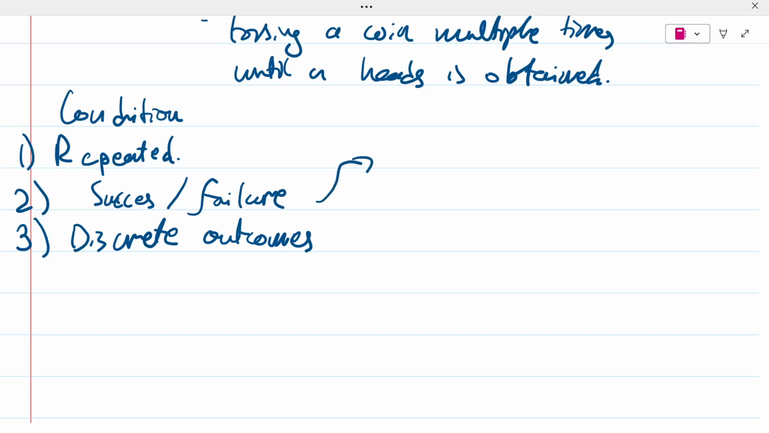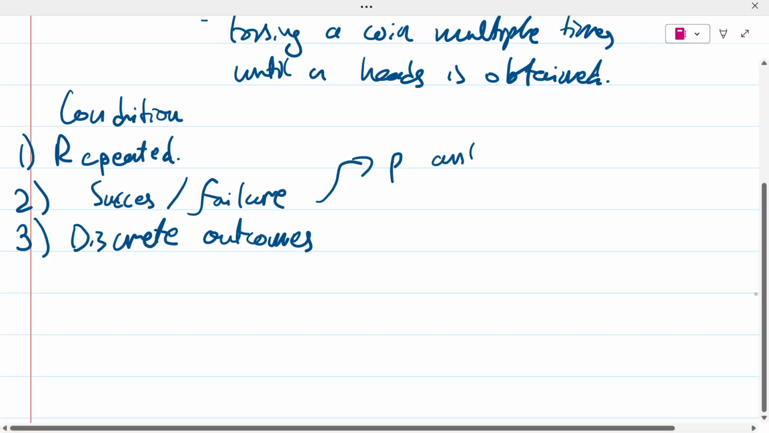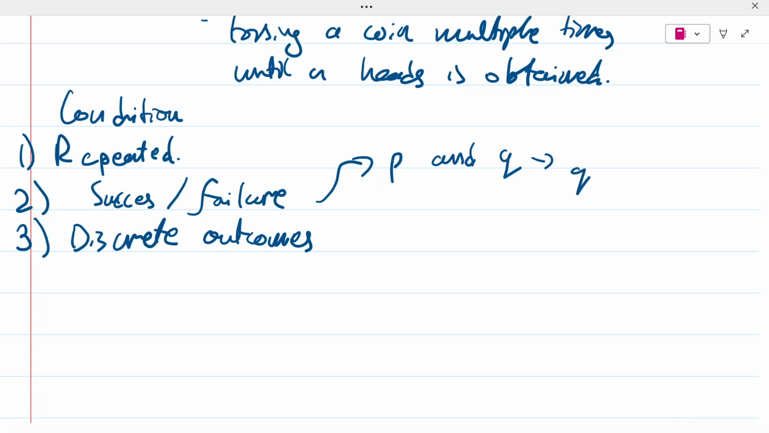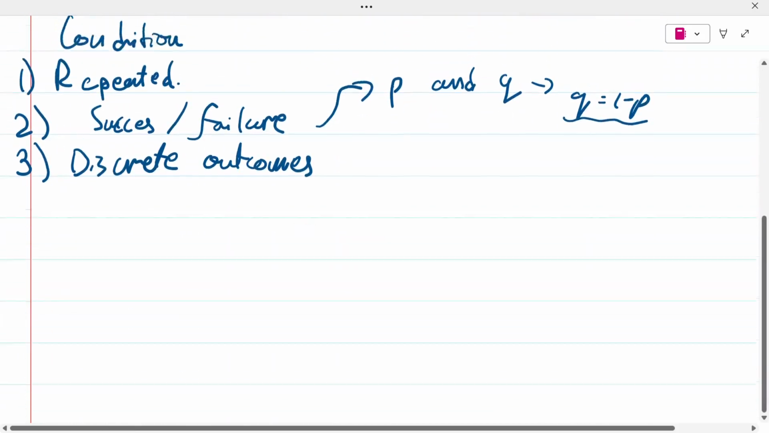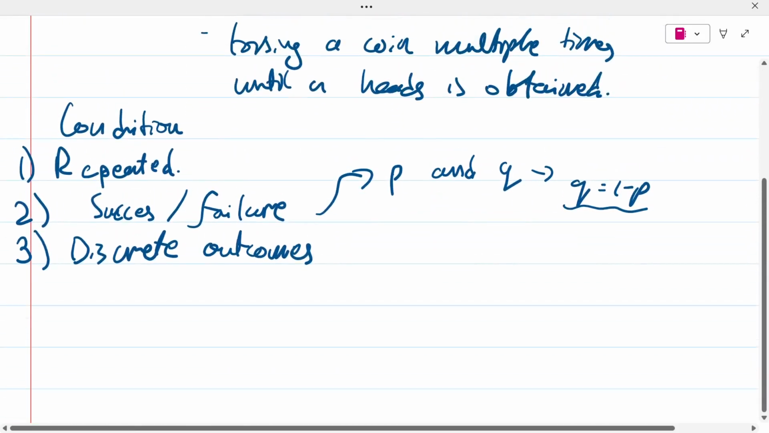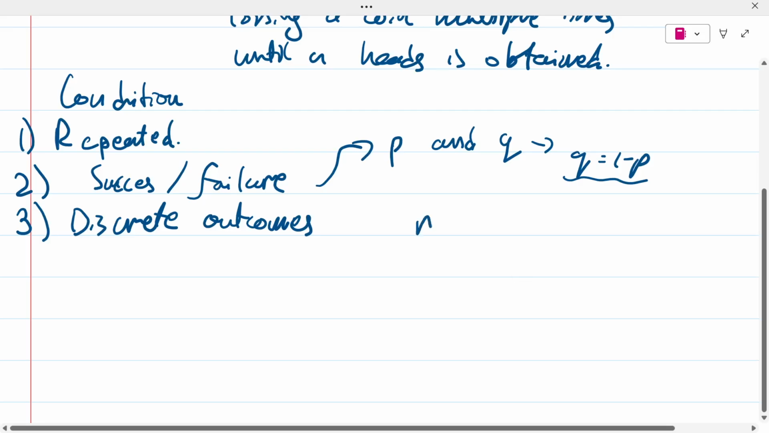Obviously, success and failure means you're going to have yourself a P and you're going to have yourself a Q as well, right? And Q is going to be equal to 1 minus P.